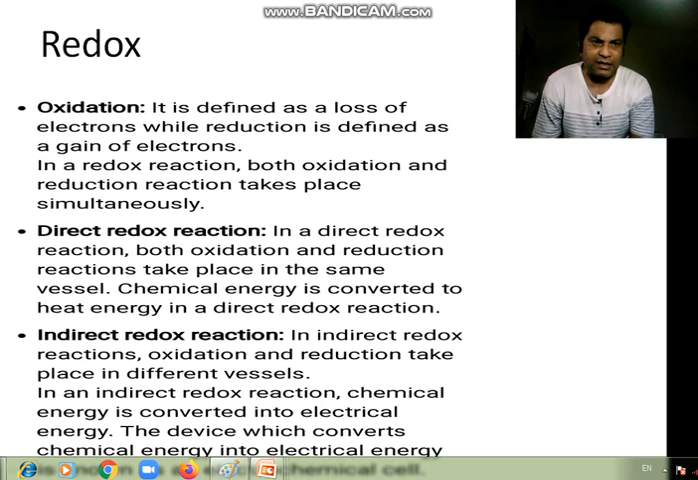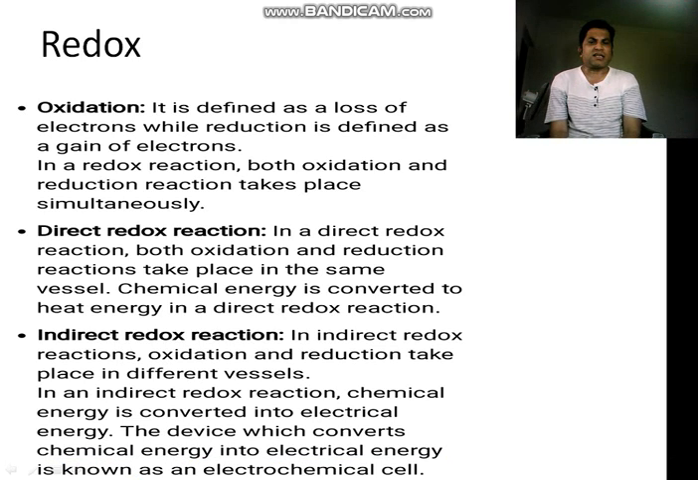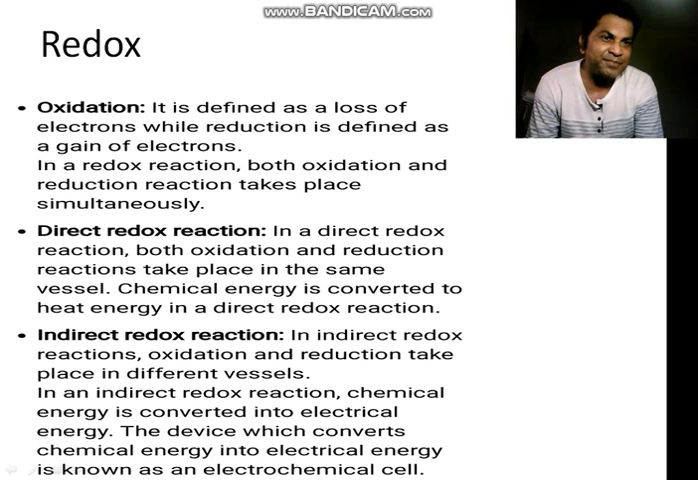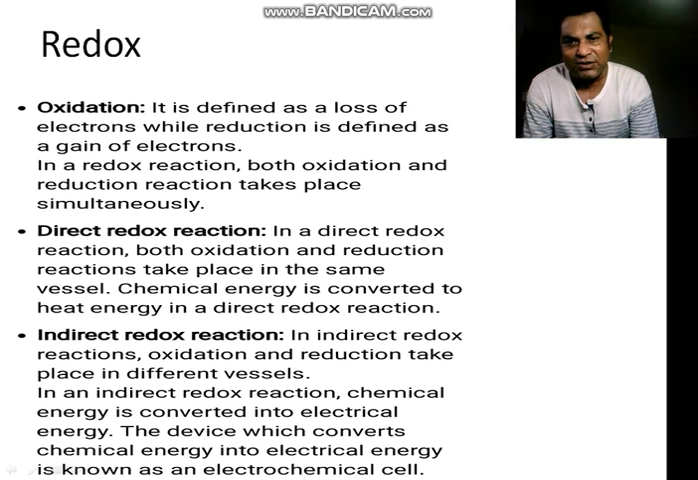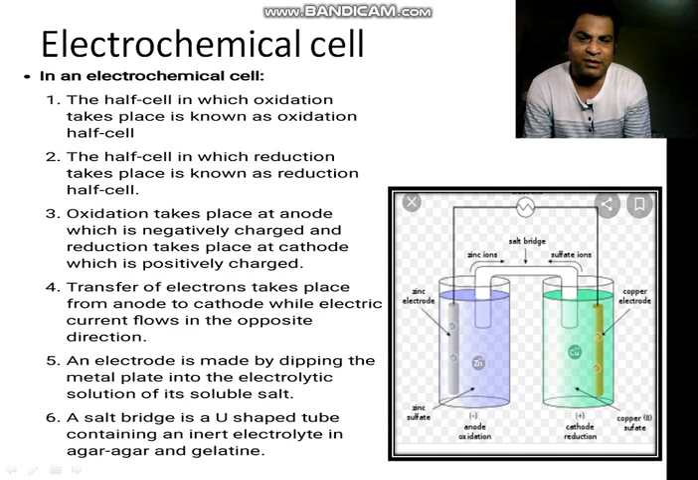Next one is the indirect redox reaction. Indirect redox reactions are those redox reactions in which oxidation and reduction take place in different vessels. In an indirect redox reaction, chemical energy is converted into electrical energy. So in a direct redox reaction, the chemical energy is converted into heat energy, while in an indirect reaction, the chemical energy is converted into electrical energy.